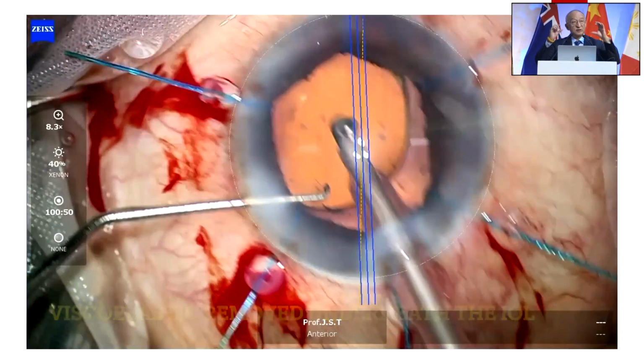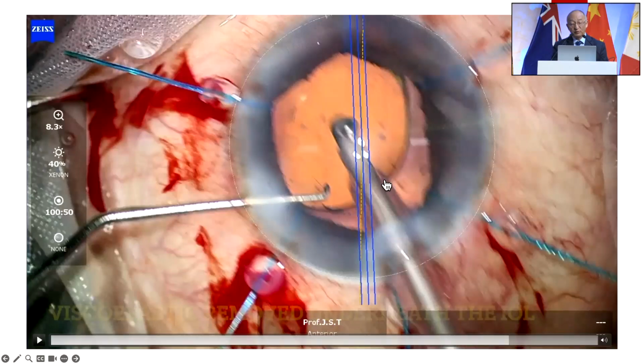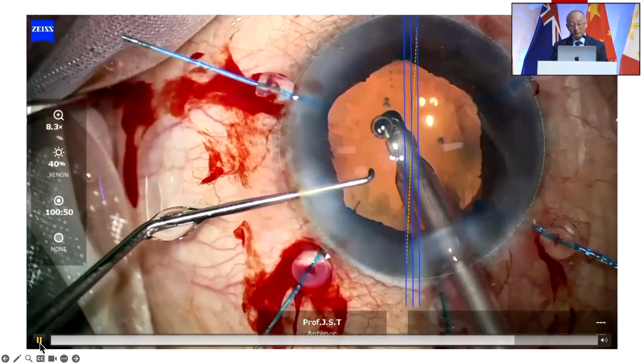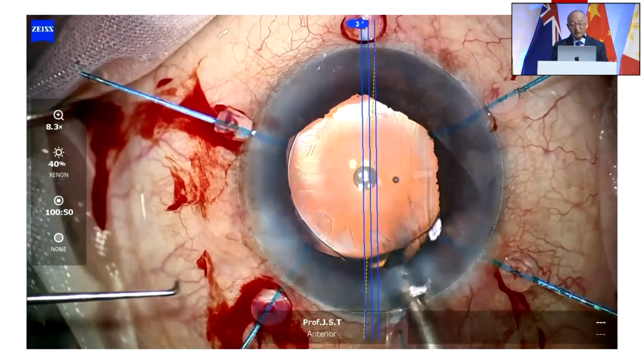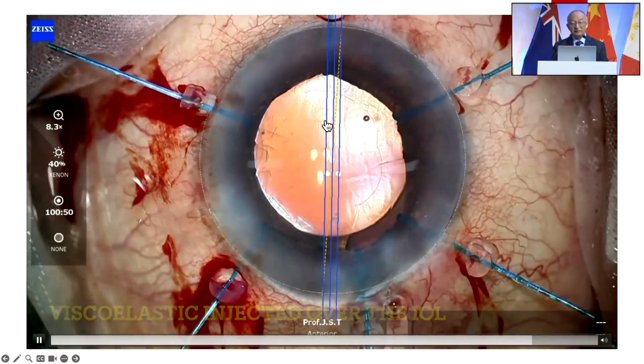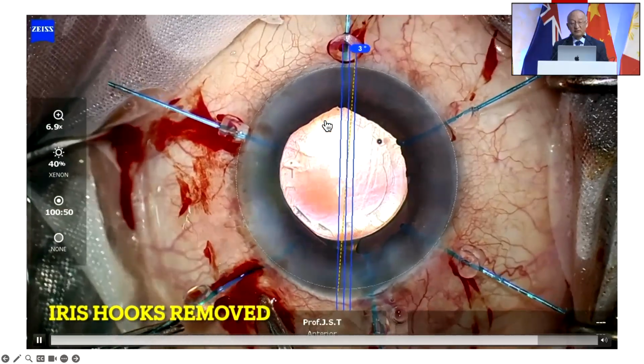Whenever you use the hooks or a device, you require a space to be maintained. So if you remove all the viscoelastic, later it becomes very difficult to take out these hooks also. So what I'll do, I'll remove the viscoelastic from underneath the intraocular lens so that the lens can be placed accurately. Now I'll place the lens at the desired axis. Now inject the viscoelastic over the lens. There's no viscoelastic underneath the bag here.